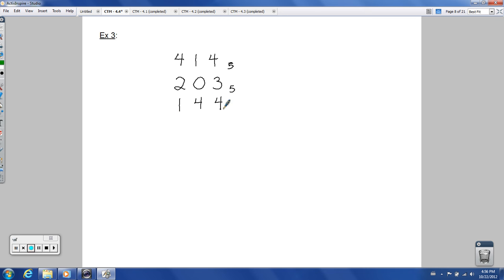144 base 5. Again, these 5s are smaller, they're subscripts, they should be written underneath at the very bottom here. And 433 base 5. You should notice something about all these digits here, they're all less than 5. That has to be true since we're working in base 5. So I'm going to put a plus sign here. I'm going to add all these together.